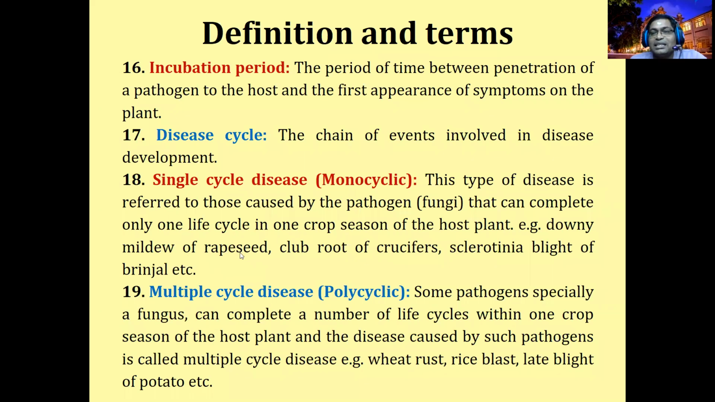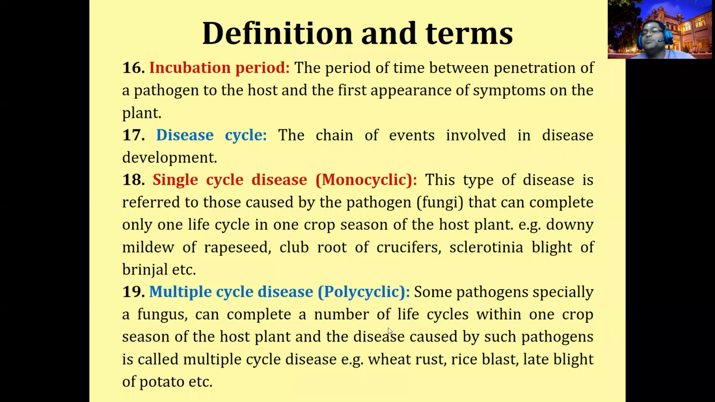So downy mildew is on brassica crops. You can see the downy mildew of rape, clubroot of crucifers caused by Plasmodiophora brassicae, and sclerotinia blight on brinjal. So these are completing only one cycle.